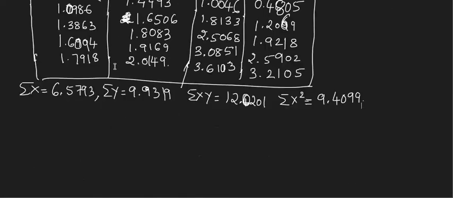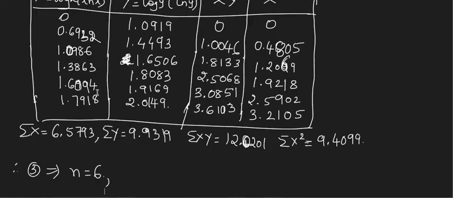Let us substitute in which equation now? Let us substitute in equation 3. Along with that, n is nothing but 6, right? 6 sets of values. So what is that equation? First part of equation 1, summation y equals n a plus summation x into b. So summation y, 9.9319, is equal to 6a plus summation x into b.